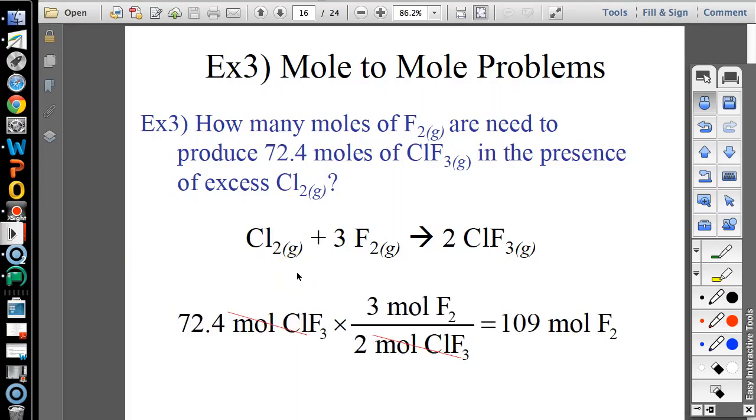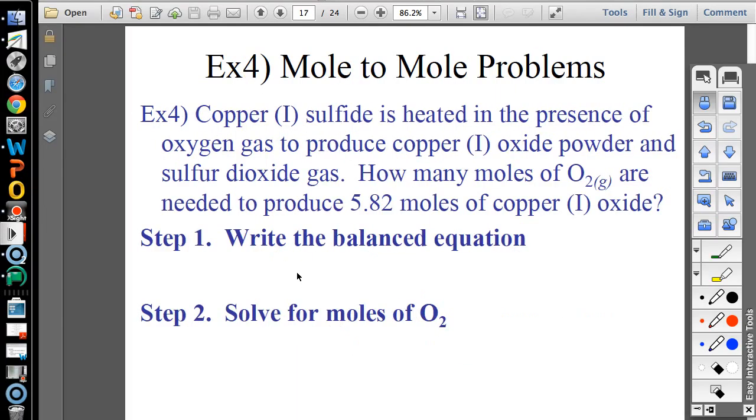So anyway, if we take a look at this next one, this is getting to be kind of a longer question, and it starts to get intimidating. When you have these longer questions, break them up into pieces. And so copper 1 sulfide, remember what the 1 is, not how many, it's the charge, right? So this is copper 1 plus. Copper 1 sulfide is heated in the presence of oxygen gas, to produce copper 1 oxide powder and sulfur dioxide gas, and that powder just means it's a solid.